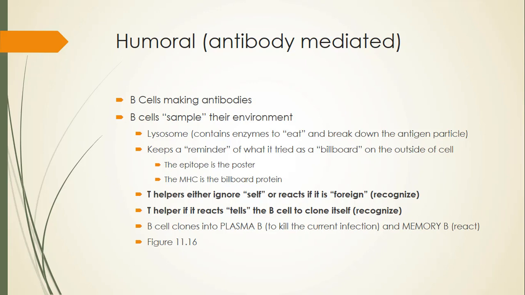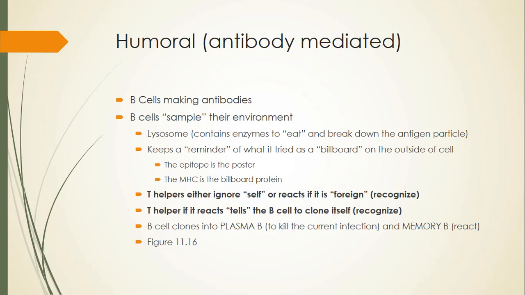Okay. The T helper, if it reacts, it goes over to the B cell and says, hey, what you just tried is bad, and you now need to clone yourself. So the T helper is telling the B cell what to do. The B cell then clones itself into two things. It clones a lot of plasma B cells, which is to kill the current infection, and it produces a few memory B cells.